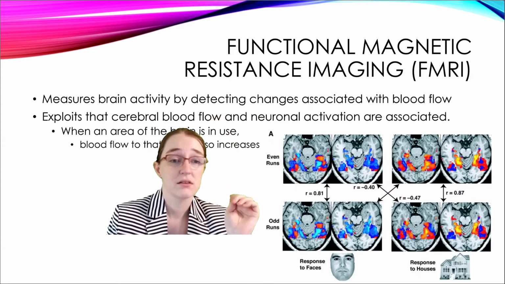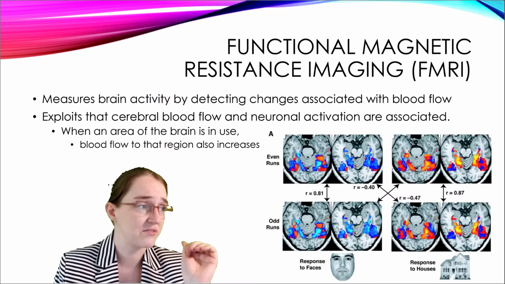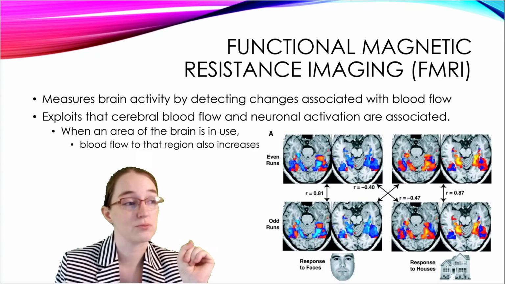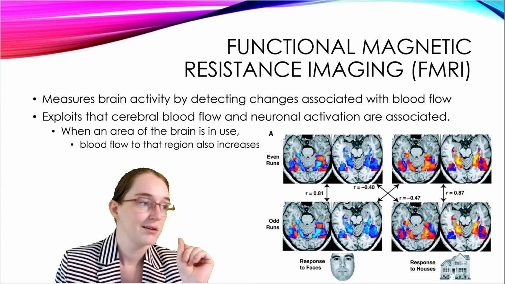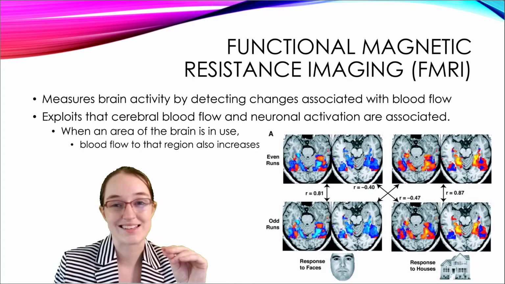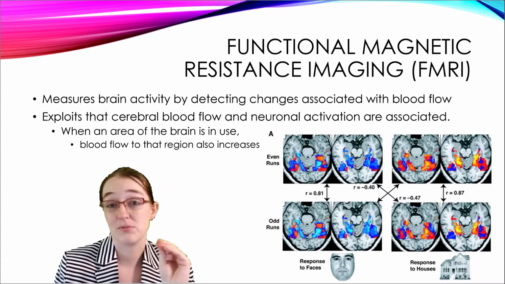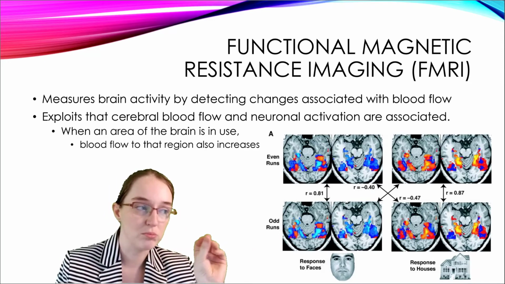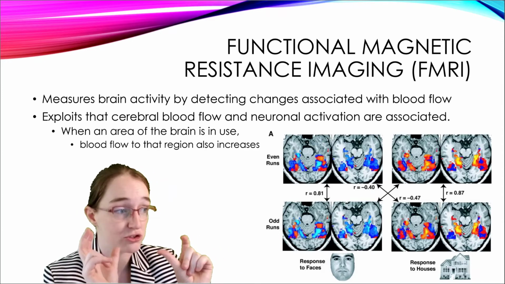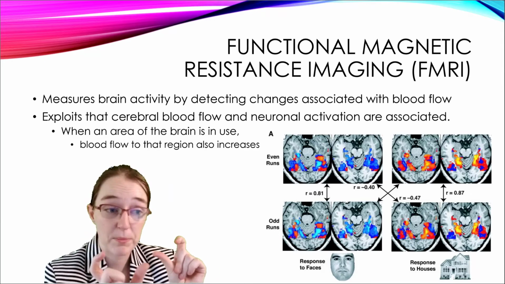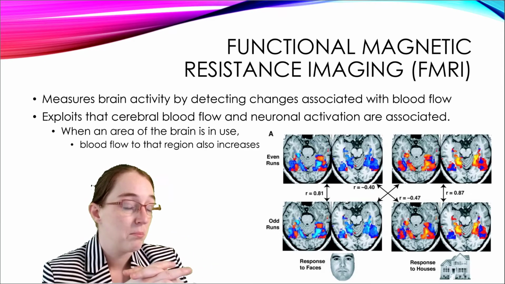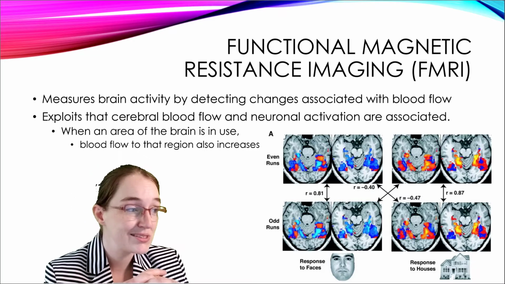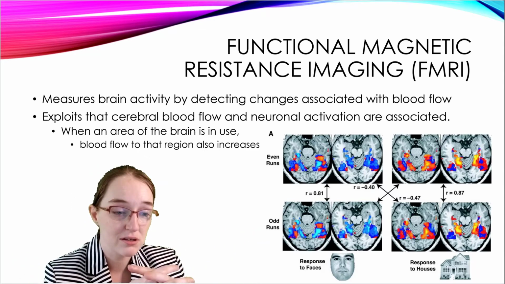Yeah, but the big one, the one that we do tons of stuff with, the one I've worked the most with data, is functional magnetic resonance imaging, fMRI. So this measures brain activity by detecting changes associated with blood flow. So this exploits the link between cerebral blood flow and neural activation. These are associated strongly. They're not perfect. But when an area of the brain is in use, blood tends to flow to that region.